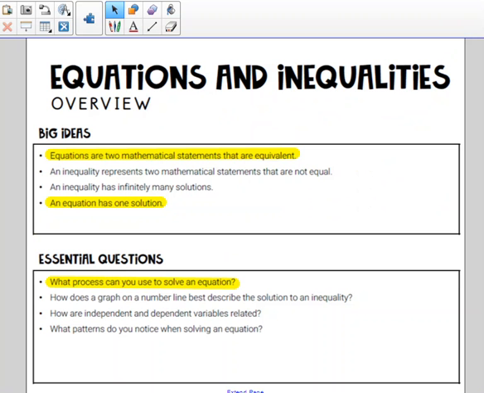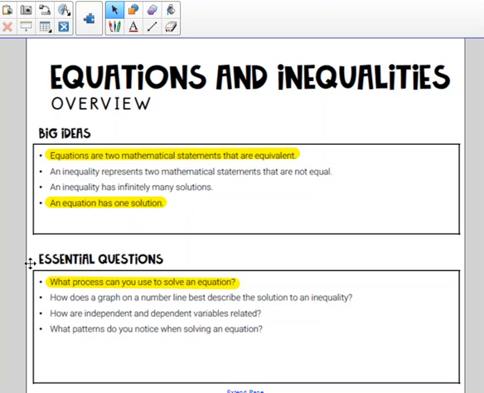So the big ideas in this unit that will come up in this particular lesson are that equations are two math statements that are equivalent. That equal sign is very important, and we're going to always try to keep that balanced. What's on the left is equivalent to what's on the right of the equal sign. And we also know the equations have one solution. That's going to surface over and over again in this lesson.